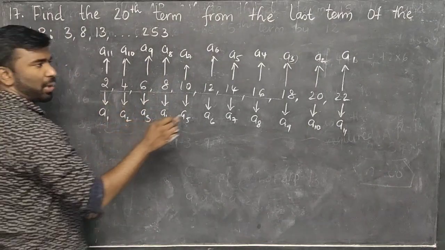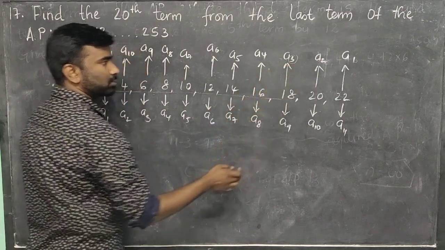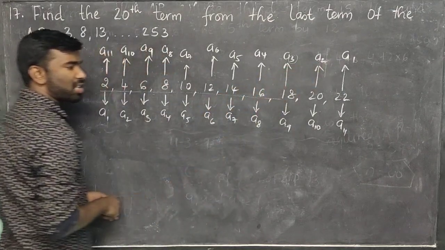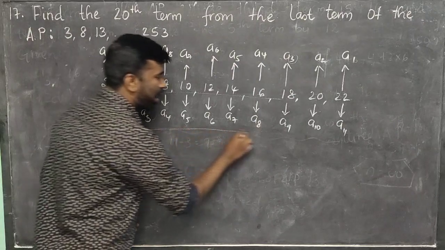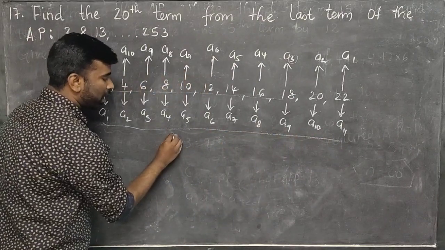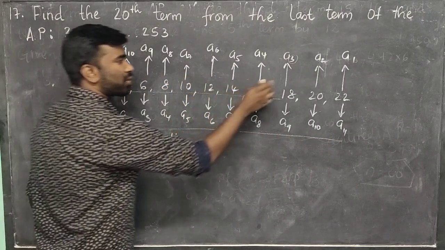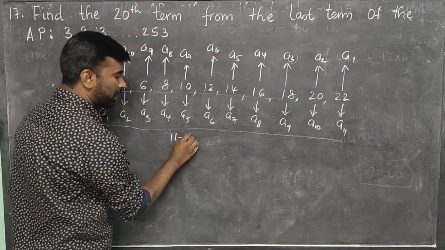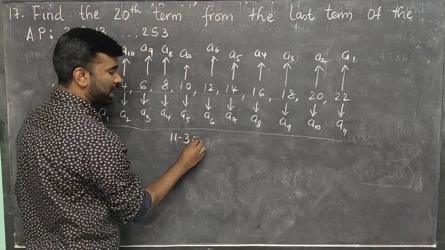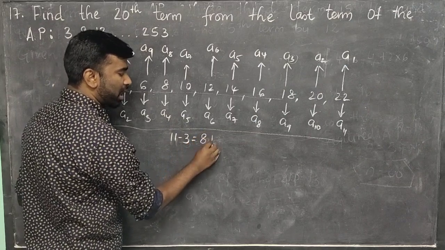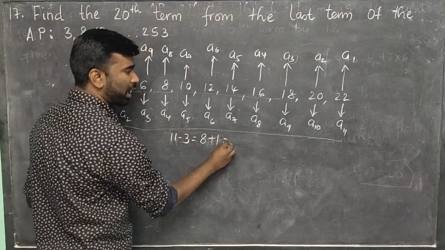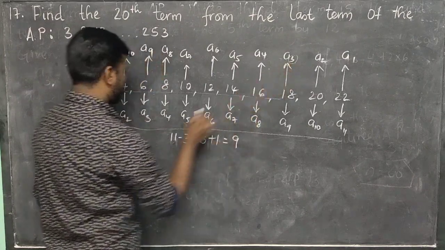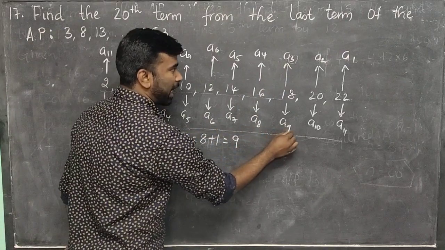If I need to find out the third term from the last, what we should do? There are around 11 terms. You should find out the third term from the last, that is 11 minus 3. What you get is 8. For this I should add 1. So what I get is 9. So from the last it is the third term, from the beginning it is the ninth term.